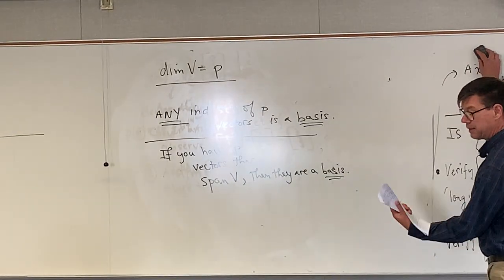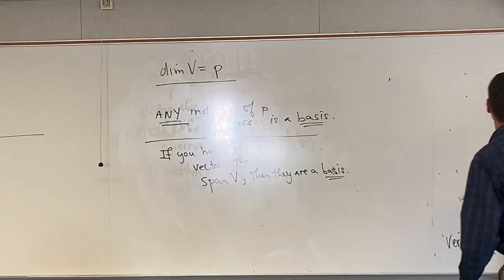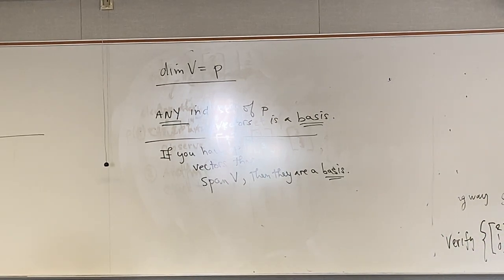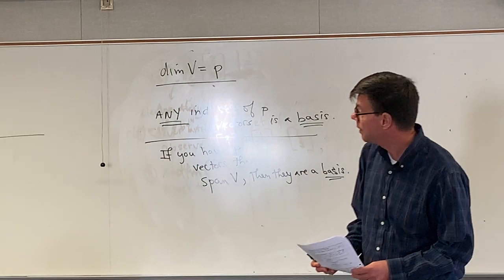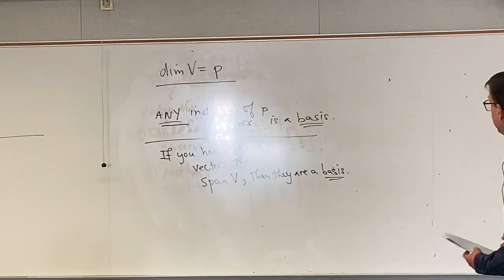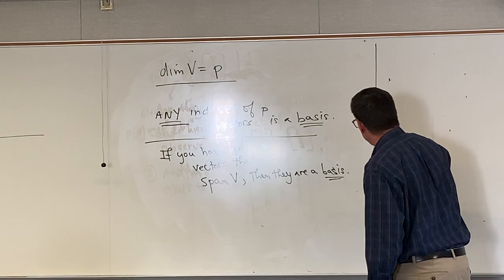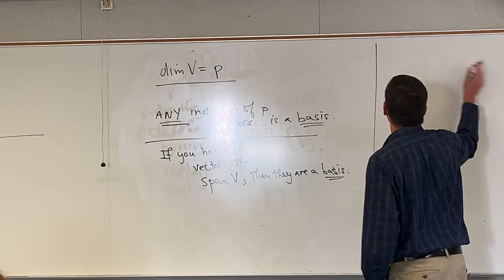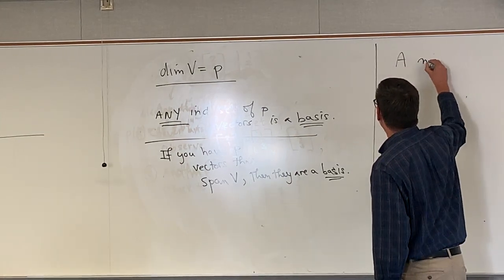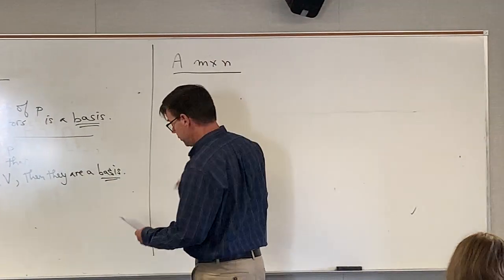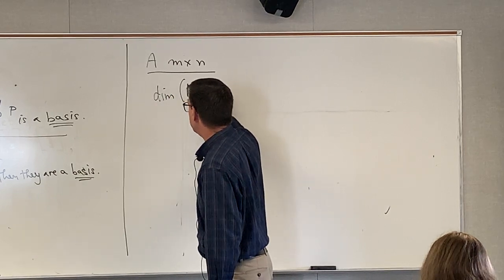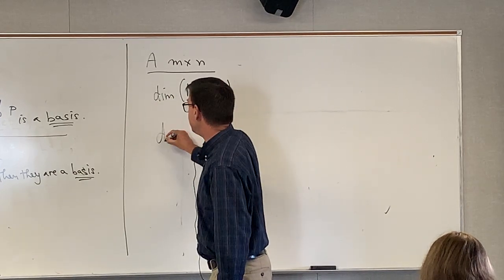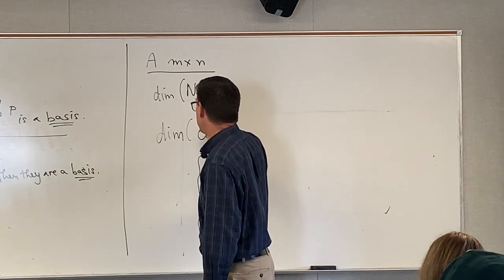I'm sorry, not the spanning theorem, the basis theorem, theorem 12. And next page, let A be m by n. We can get back to the null space and the column space of A. So here A is an m by n matrix, not necessarily square. We can talk about the dimension of the null space of A and the dimension of the column space of A.